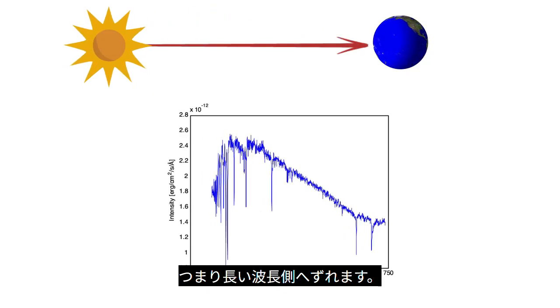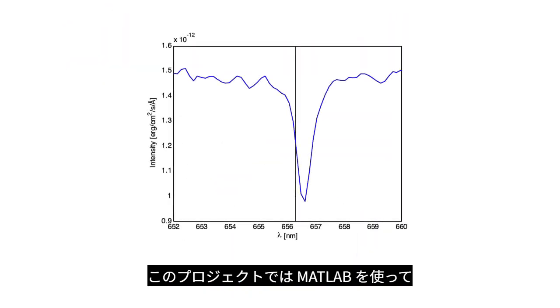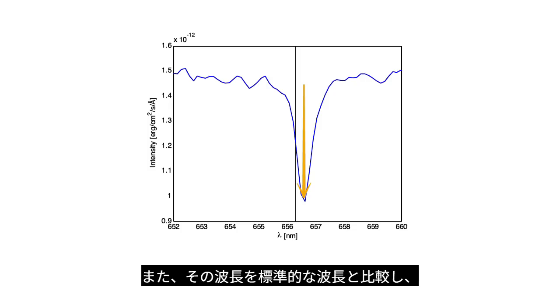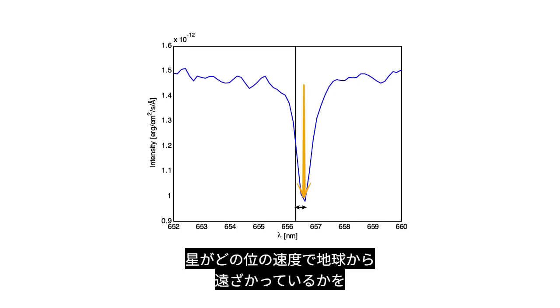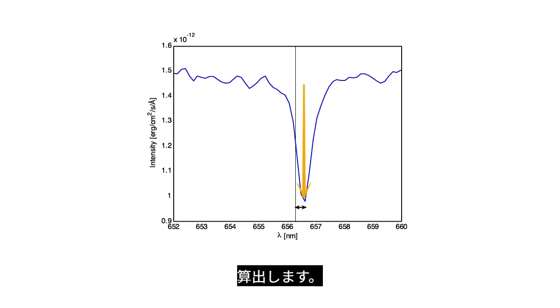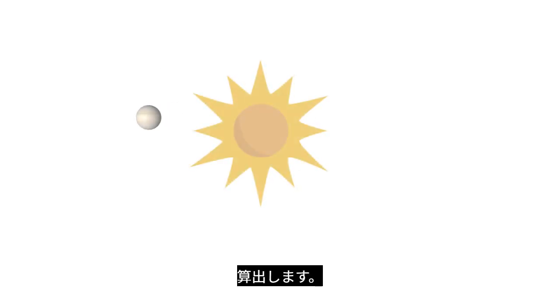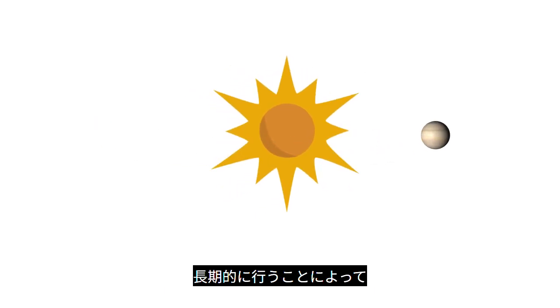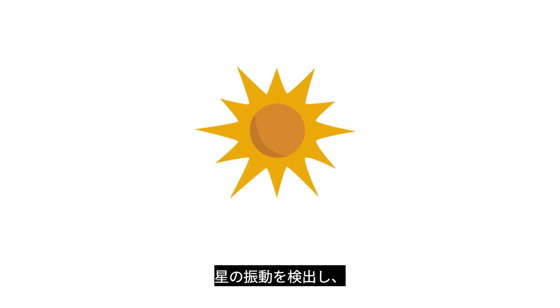In this project, you'll use Matlab to find the observed wavelength of the hydrogen alpha line of HD 94028 and compare it to the known wavelength of the hydrogen absorption to determine how fast the star is moving away from the Earth. With precise spectral measurements over time, astronomers use this technique to discover the slight oscillations that demonstrate the presence of planets.